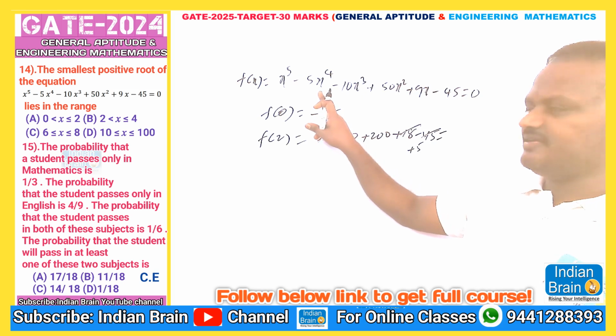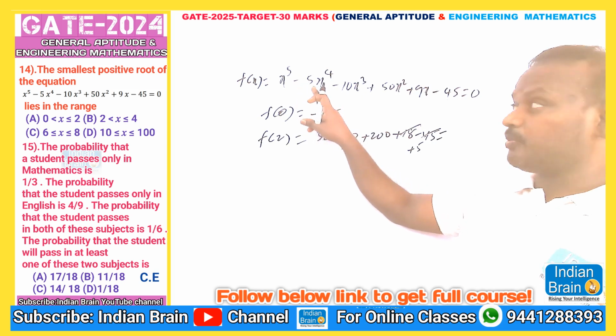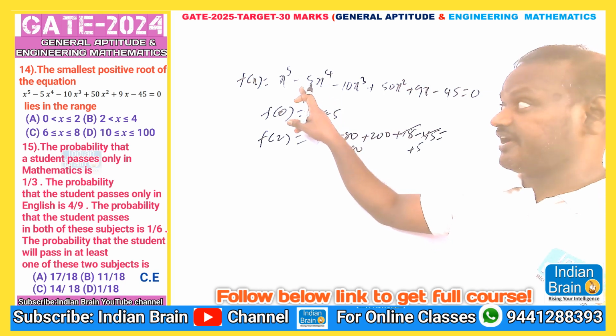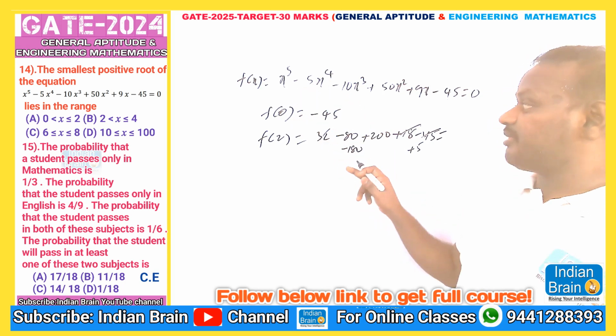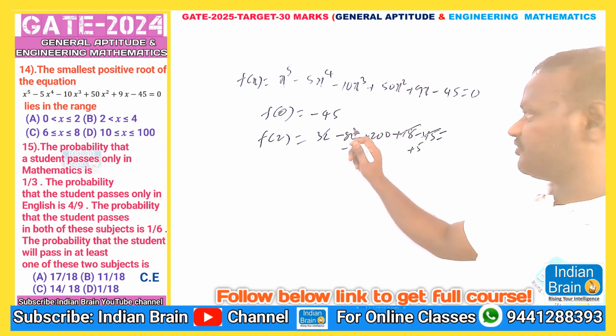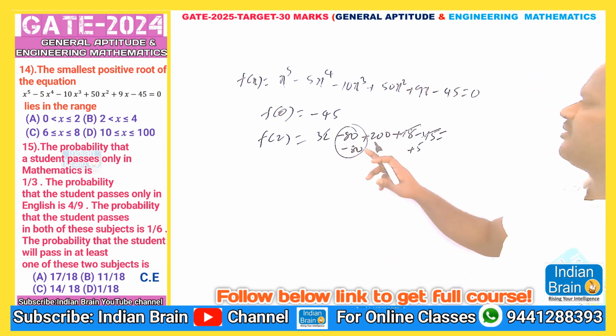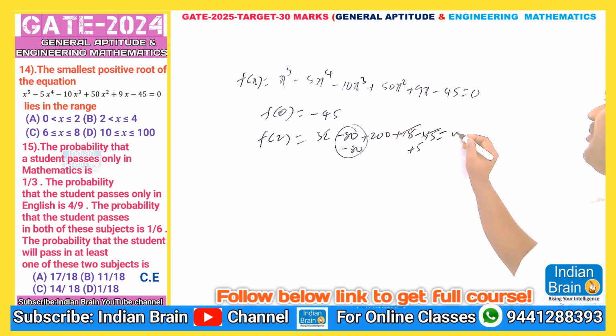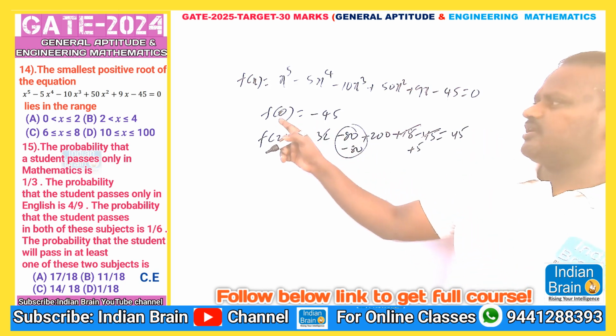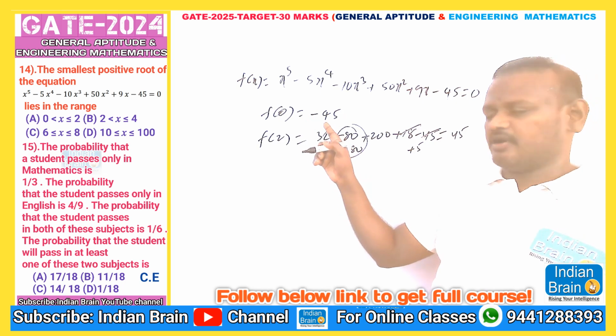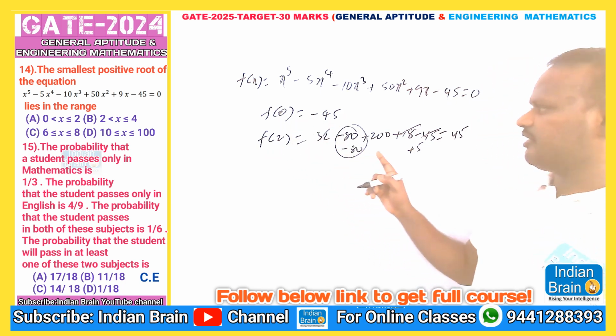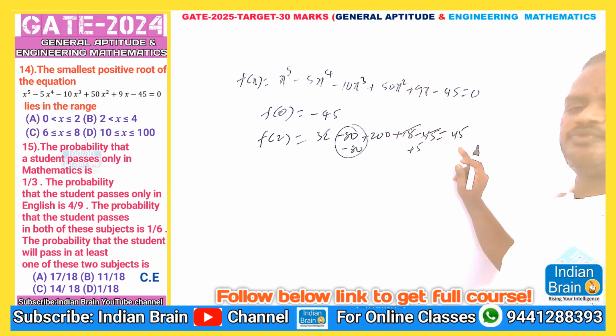2 power 4 is 16, 16, 5 is 80 will be there. Minus 80 will be minus 160, right? Don't confuse. Minus 160. So what? Minus 160 means logically 45. We are getting positive value. If I put f of 0, we are getting negative value. If I put f of 2, we are getting positive value.